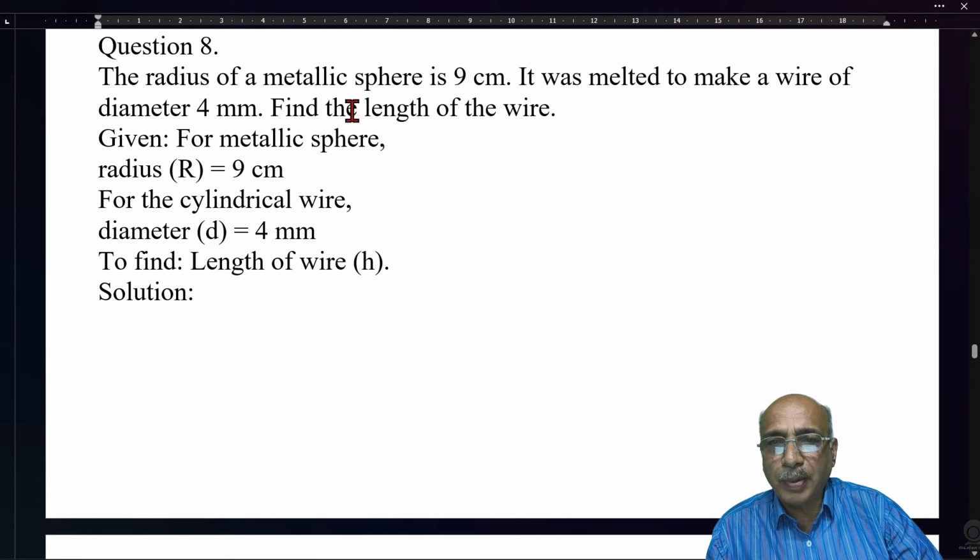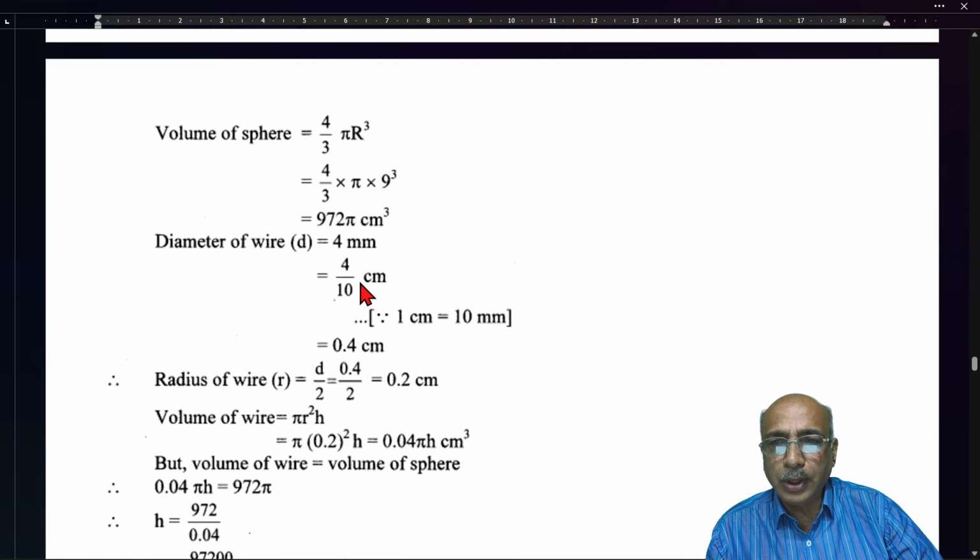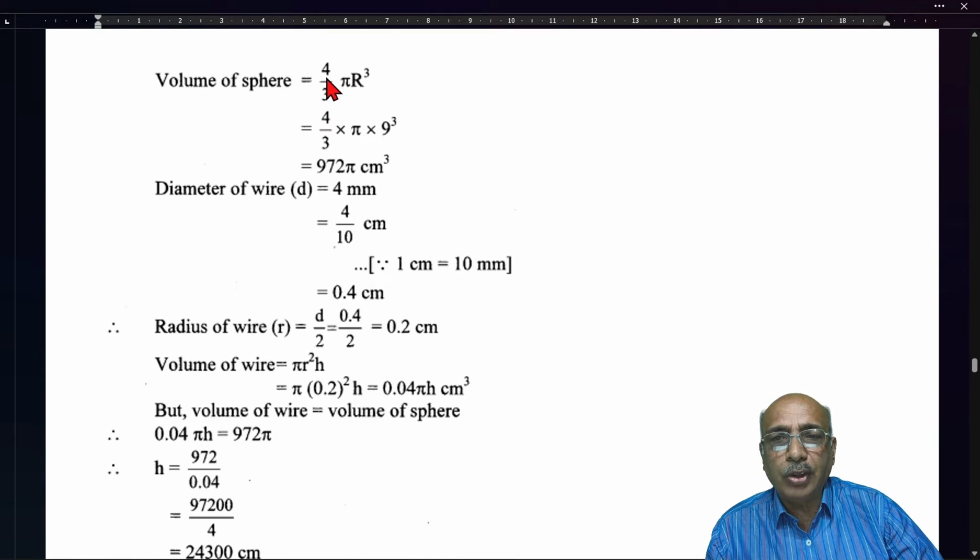The radius of a metallic sphere is 9 centimeter. It was melted to make a wire of diameter 4 millimeter. Find the length of the wire. Given for metallic sphere, radius r equals 9 centimeter; for the cylindrical wire, diameter equals 4 millimeter. To find the length of the wire, that is h. Solution: volume of sphere equals 4 by 3 pi r cube. Substitute the value. Here it is coming 972 pi centimeter cube.